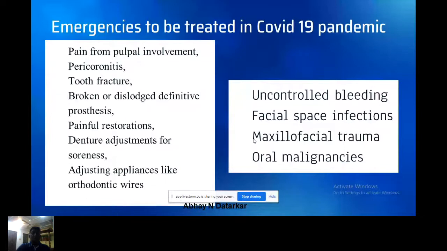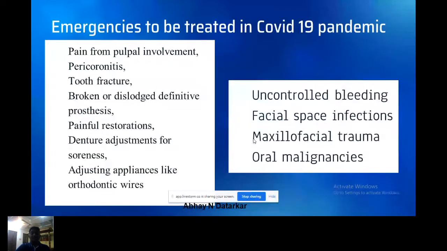You can treat pericoronitis, fractures involving the teeth and the alveolus, broken or dislodged definitive prosthesis, painful restorations, denture adjustment for soreness, and adjusting appliances like orthodontic wires. And a few very important emergencies which we come across in dental surgery and maxillofacial surgery are uncontrolled bleeding, facial space infections, maxillofacial trauma, and oral malignancies.